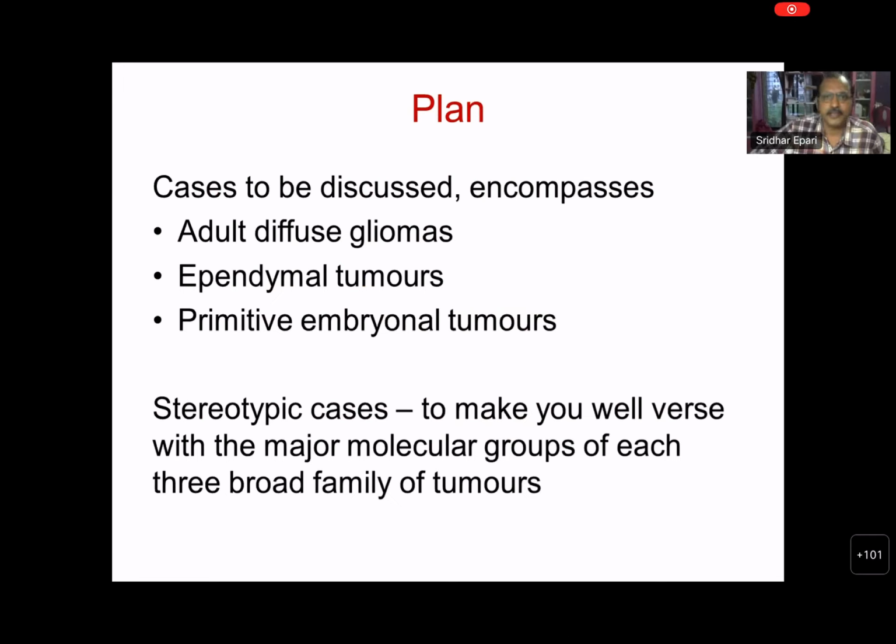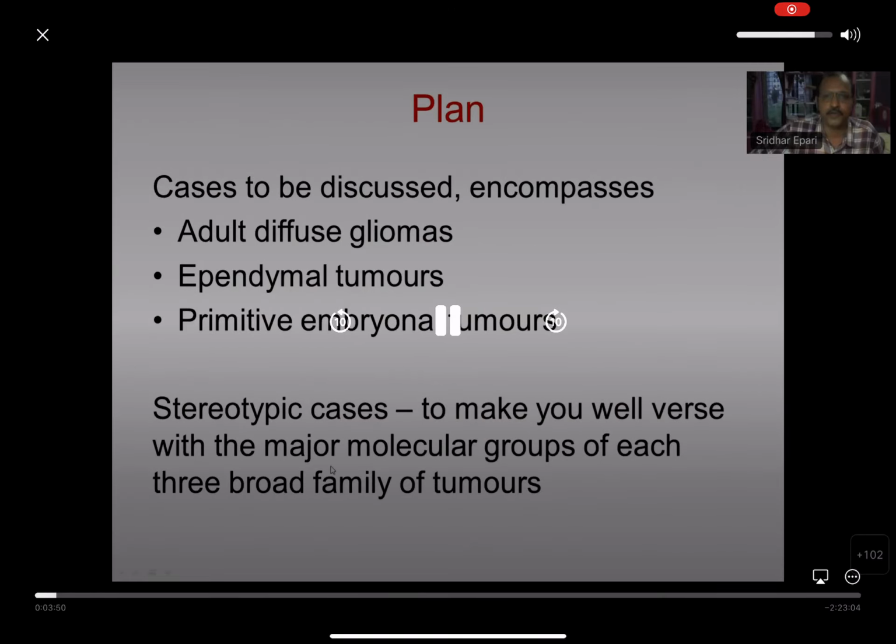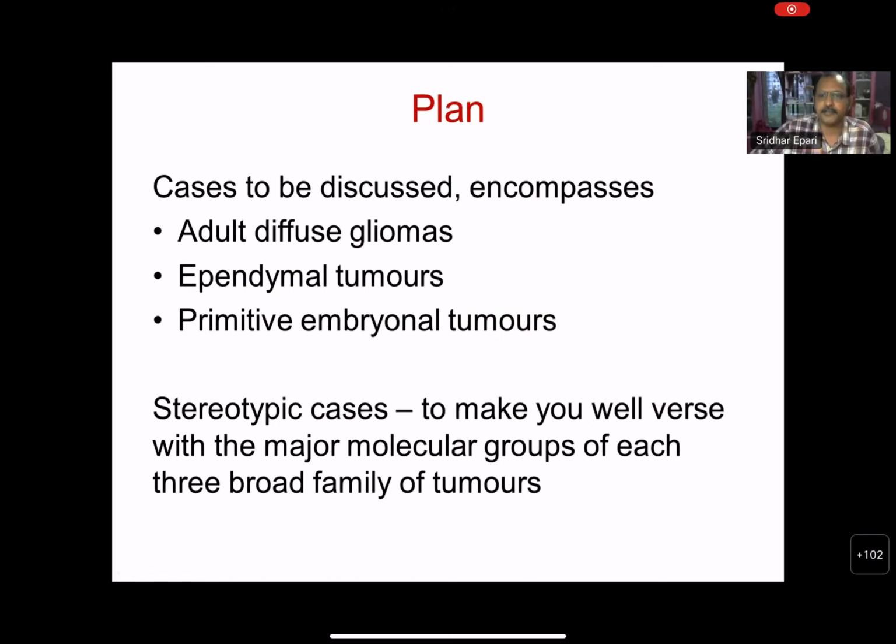The cases to be discussed will encompass three broad groups of tumors. One is the adult diffuse gliomas, ependymal tumors, and the primitive embryonal tumors. What you'll encounter today will be stereotypic cases, only meant to make you well versed with the major molecular groups of each of these broad families of tumors. Not to think too much, just to make you well versed with this.